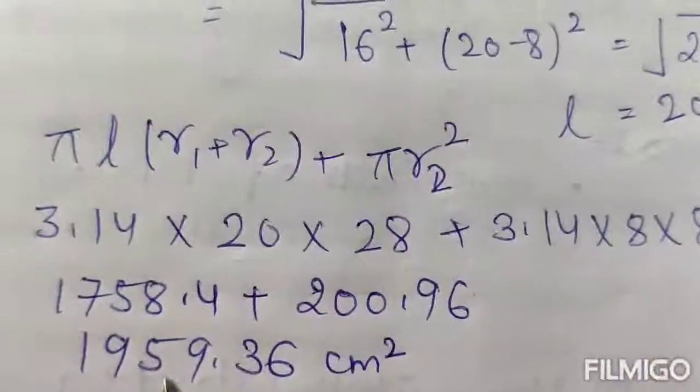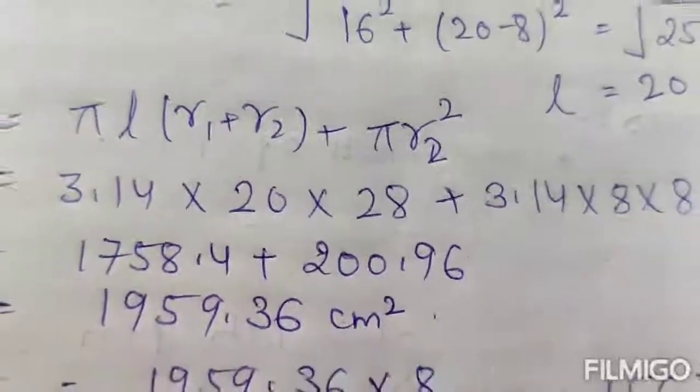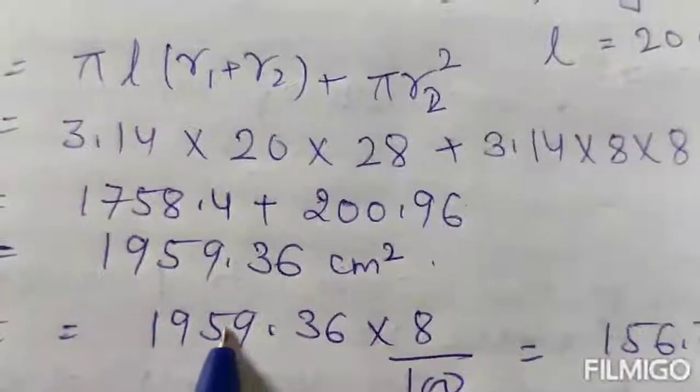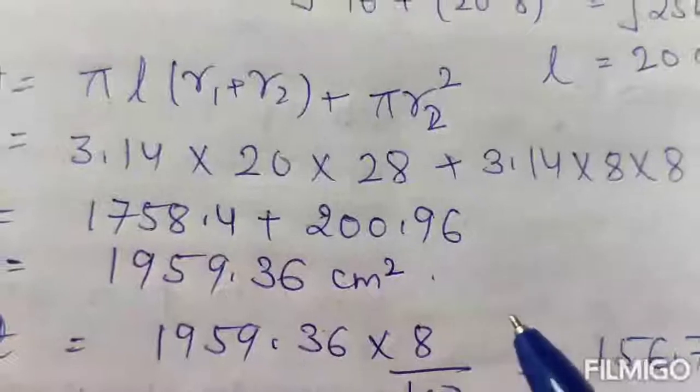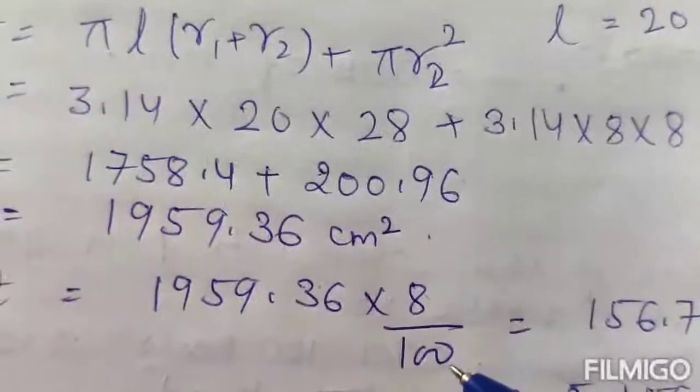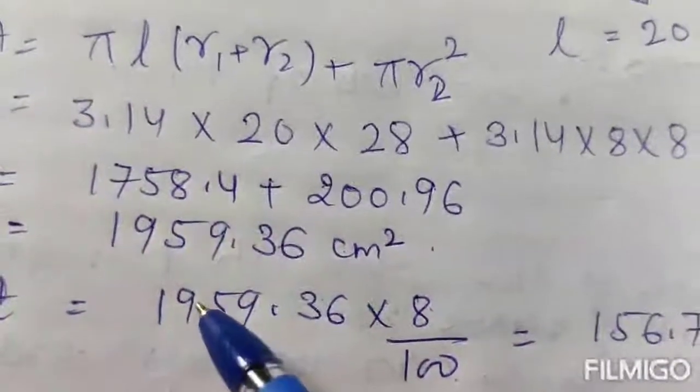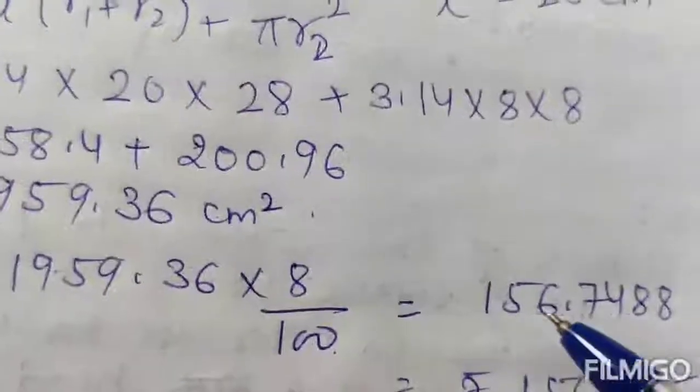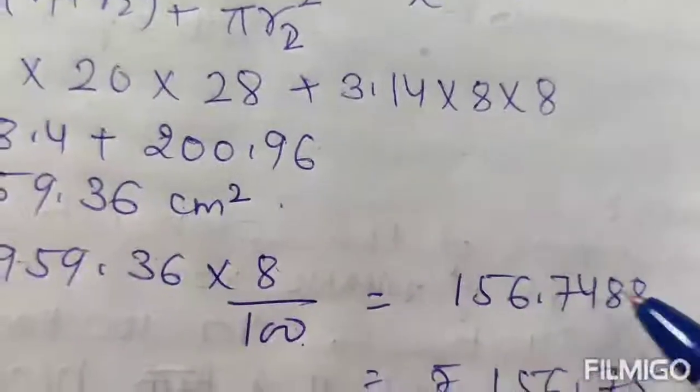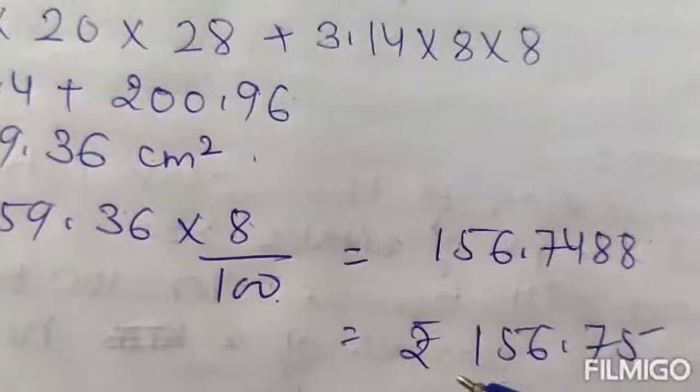Adding this, 1959.36 centimeter square, and the cost is 1959.36 rupees 8 per 100 centimeter square. It means dividing by 100, the decimal comes here, we get 156.7488.